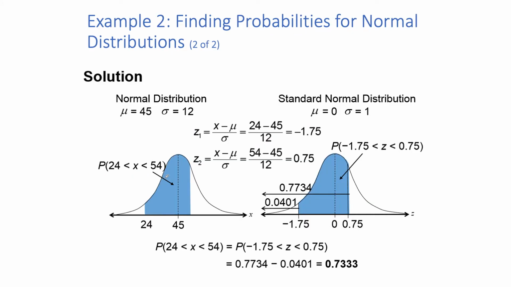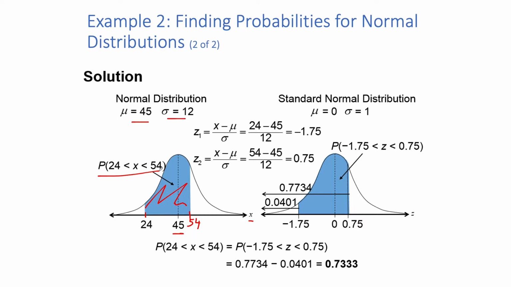So we first start with the distribution itself, the x distribution, the length of time spent shopping. The mean is 45, the average. The standard deviation is 12. We want to know the probability that a shopper who enters the store spends between 24 and 54 minutes inside the store. So we want to know the area in this region. That's basically the question. What is the probability that the shopper spends between 24 minutes and 54 minutes shopping in the store?